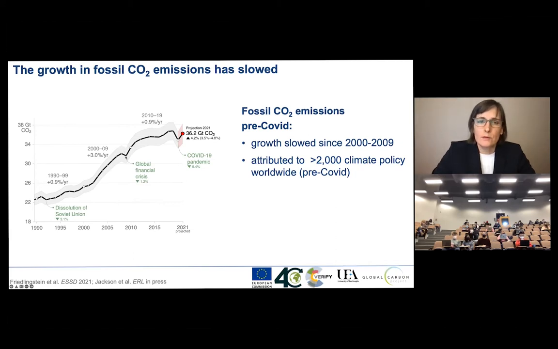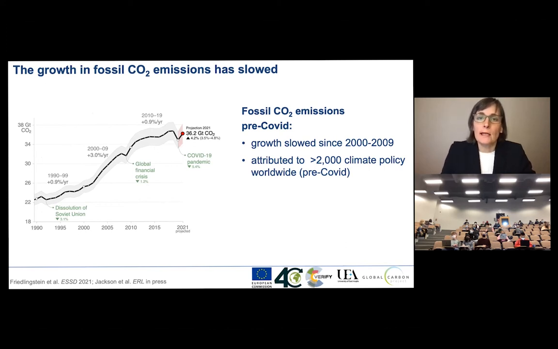This was sort of broken down by the global financial crisis in 2008, 2009. And following this, there was a slowdown of these global emissions, so that the last decade before the COVID crisis, the growth was 3 times slower than the decade before. This change, interestingly, has been attributed to the presence of climate policy worldwide.